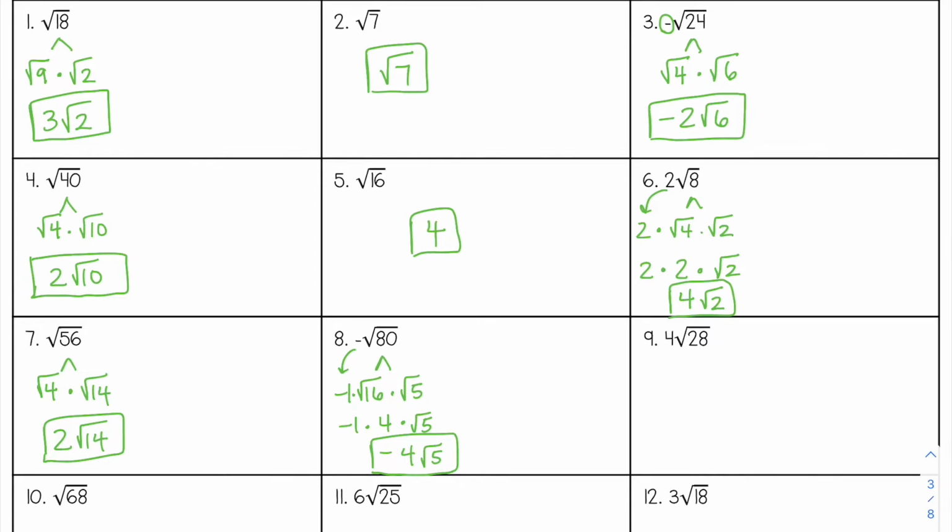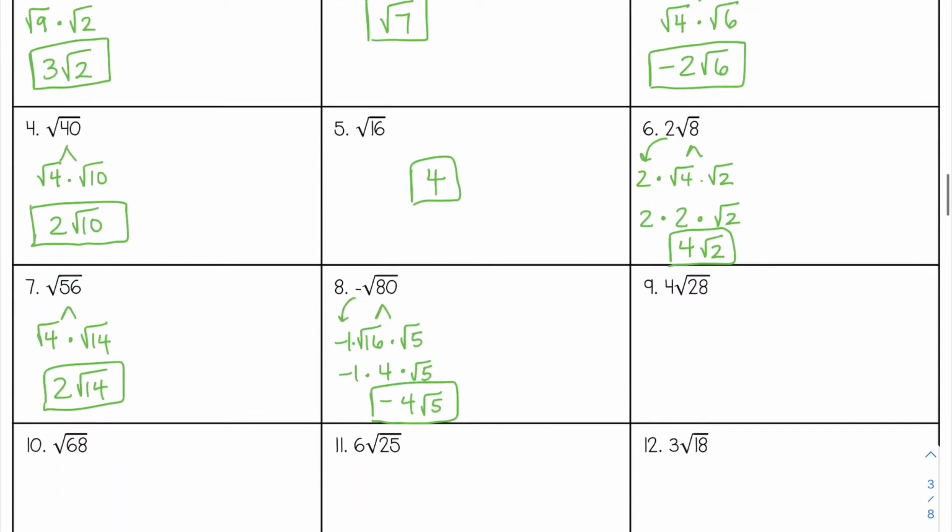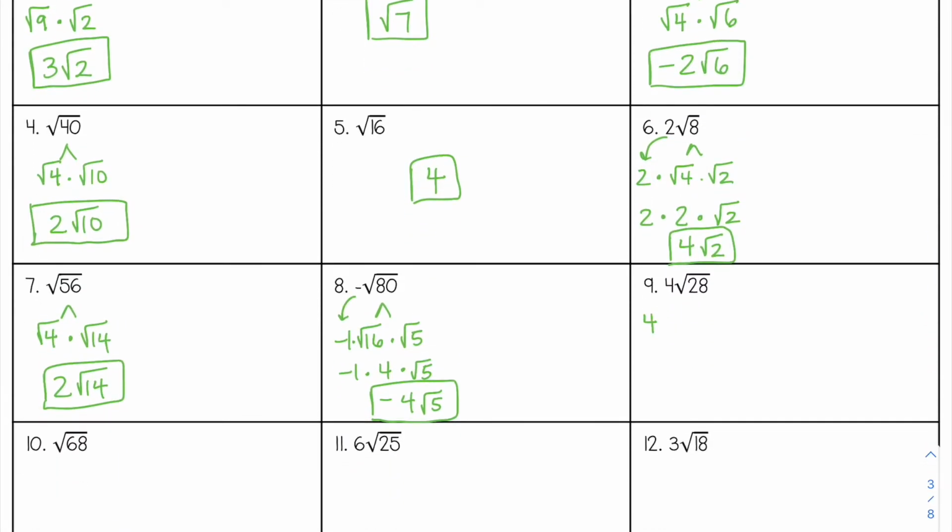Okay, 28. The biggest number that will go into 28 evenly is 4. So I'm going to bring this 4 down. And then 28 can be broken down into square root of 4 times the square root of 7. Square root of 4 is 2. So that would be 8 square root of 7.